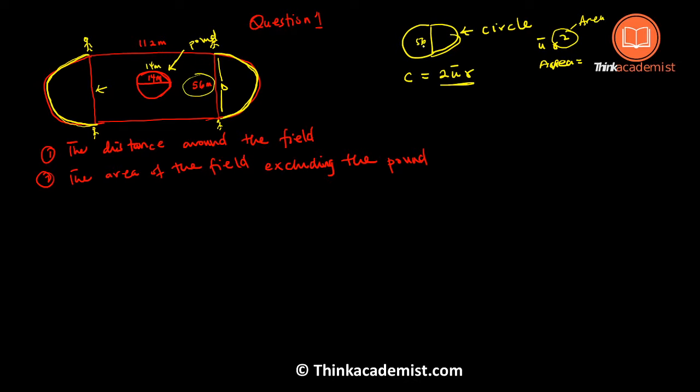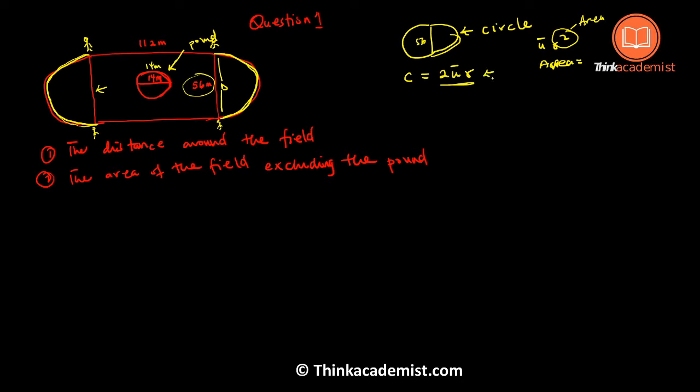Okay? So to find the distance from this side to this side, and then the distance from one side of the semicircle to the other side of the semicircle, will basically mean just joining the two semicircles to form a circle, and then we'll find the circumference of that circle by using this formula.